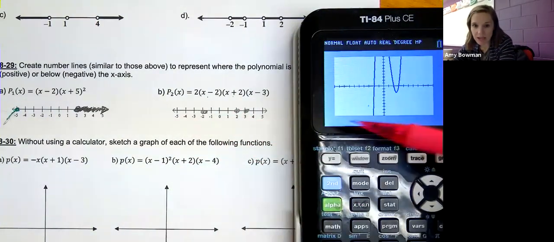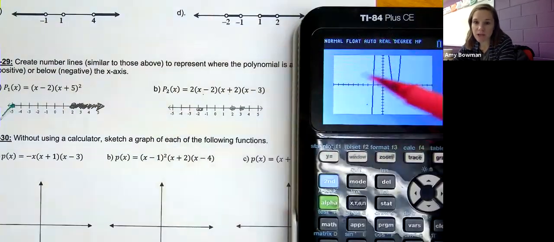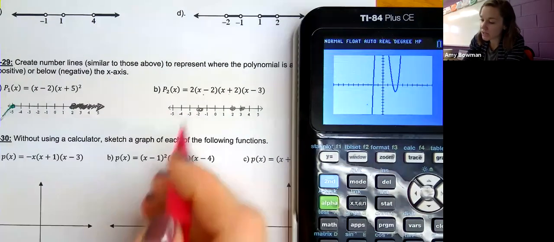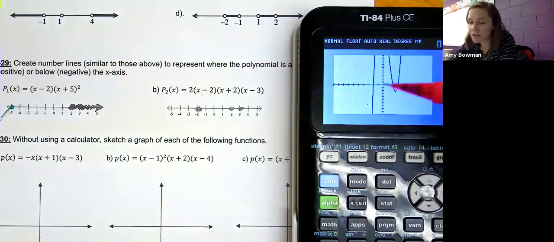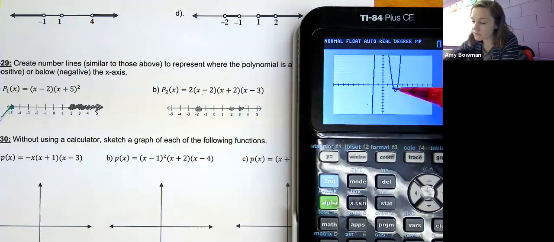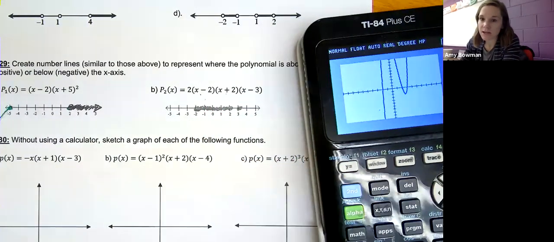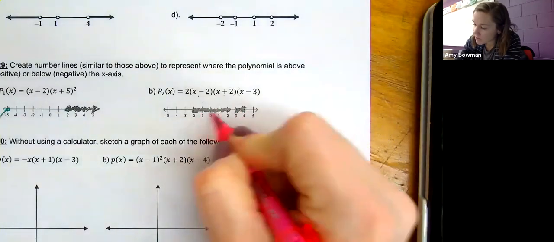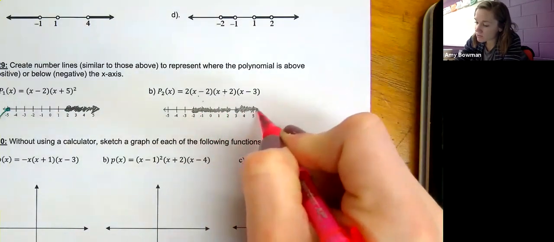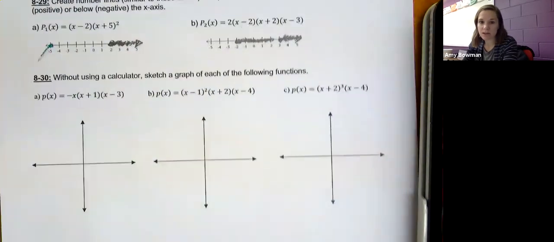Now I want to just shade based on where this graph is positive. So left of -2 right here, it's negative. So nothing will be shaded to the left of -2. It is positive right here. I can see it's positive between -2 and +2. So I would shade right here between -2 and +2. Then it's negative just for a little bit between 2 and 3. And then positive again after 3. So this shaded region right here between -2 and 2, and then after 3. Again, just a quick way to represent where a function is positive or negative.